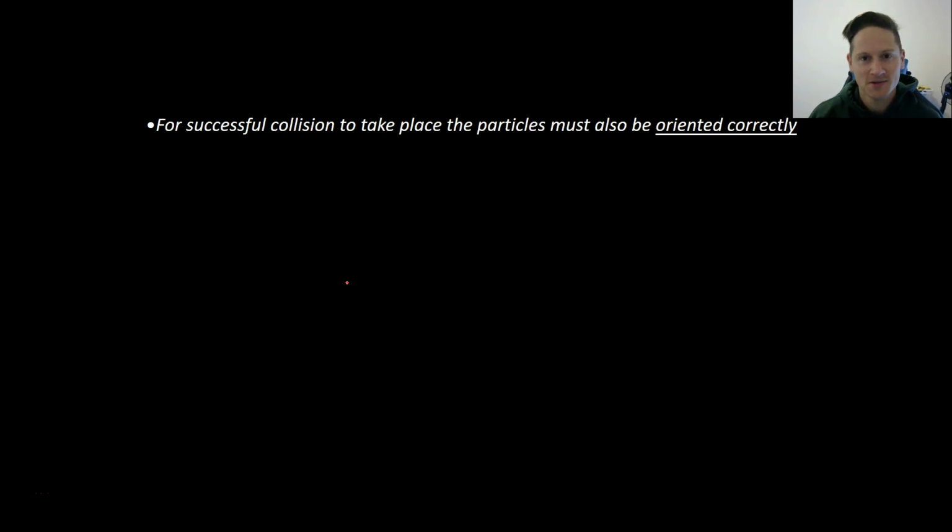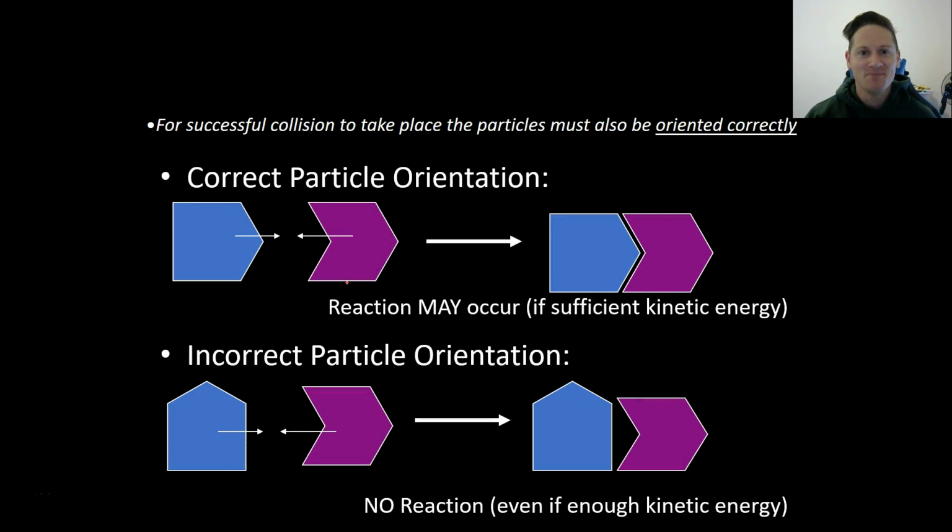But there's another factor as well. It's not just energy that needs to be overcome. For a successful collision to take place, where reactant particles form product particles, the particles also must be orientated correctly. This is like those little shape games where you're putting the shape inside the correct sized hole. You need correct particle orientation. In this case, we've got our two reactant particles here, and you can see that the shape is kind of perfect. So when they collide in that orientation, they're going to form product.